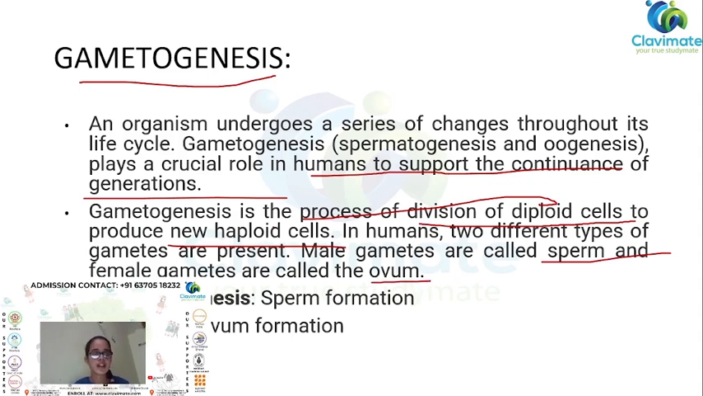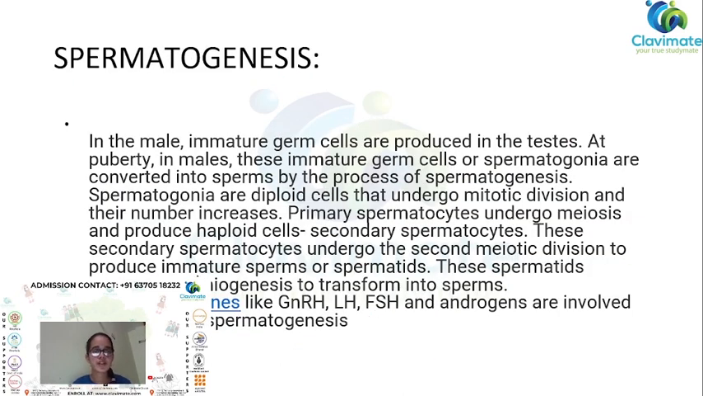So there are two gametogenesis processes in humans. One is in males, that is sperm formation, which is called spermatogenesis. And the other is in females, that is oogenesis, which results in the formation of ova. So, spermatogenesis.